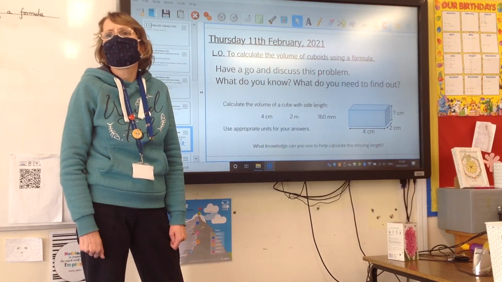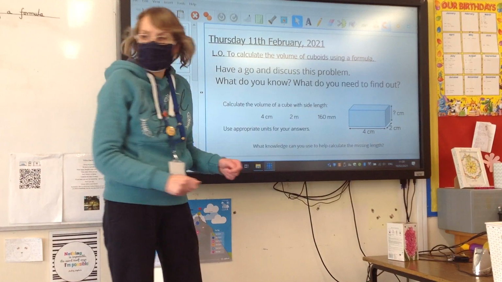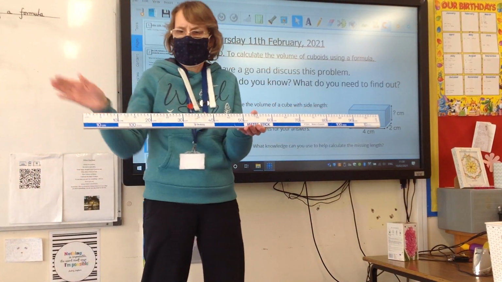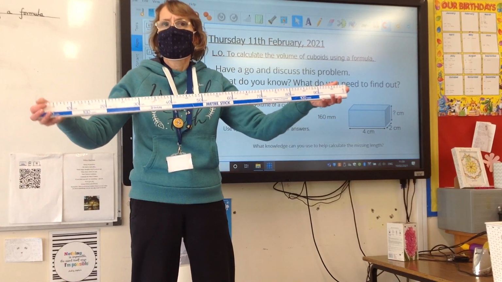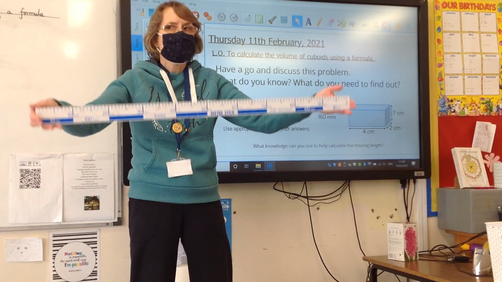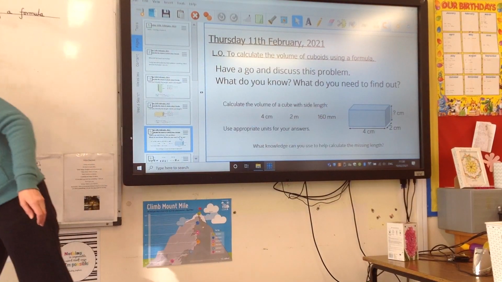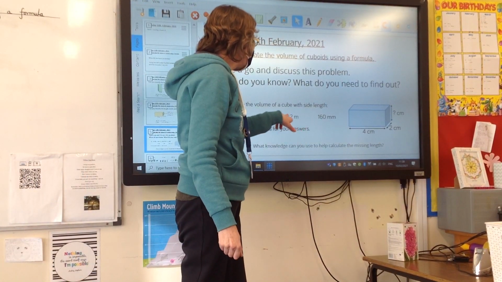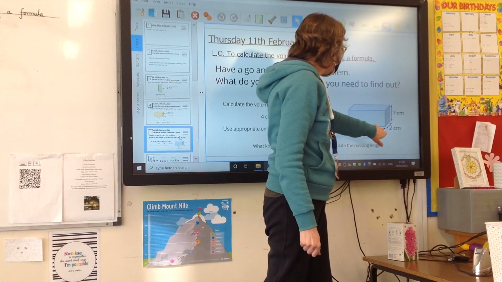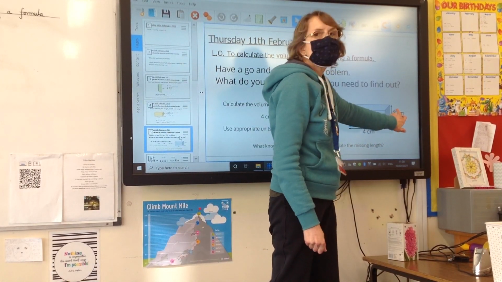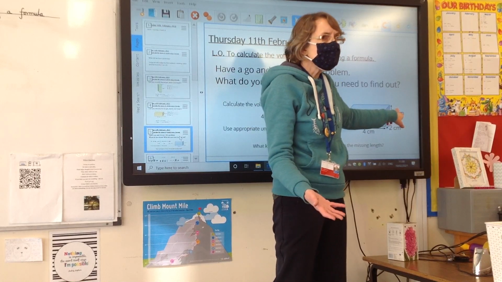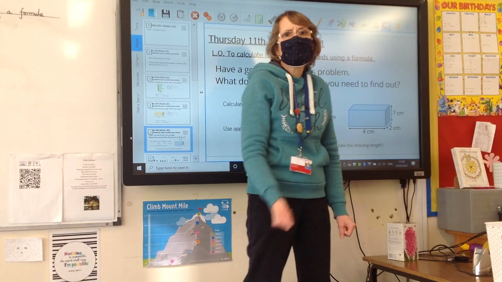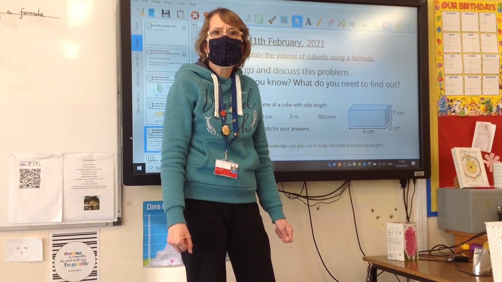Convert it into 200 centimetres. Good, well done. If you think about it, 1 metre, 100 centimetres. 2 metres, 200 centimetres. So, good, well done. You would need to convert it into 200 centimetres. So you'd have 4 times 2 times 200. If you're not sure how to multiply by 200, multiply by 100, and then multiply by 100 again. Yeah? Okay.